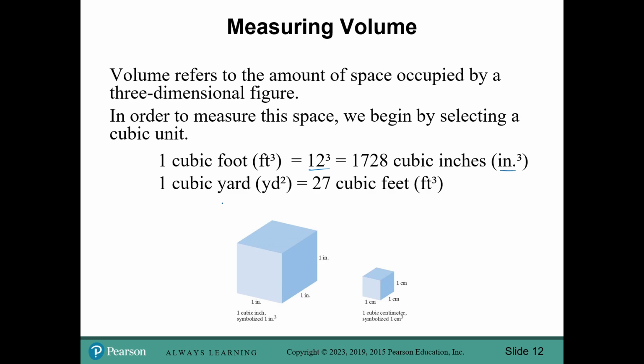Now if we want 1 cubic yard and convert that to feet, remember that there's 3 feet in every yard, which means if I'm converting a cubic yard into cubic feet, essentially what I'm doing in my intermediate step is taking 3 to the third, because there's 3 feet in 1 yard. 3 to the third is 27. That's how I get 27 cubic feet.